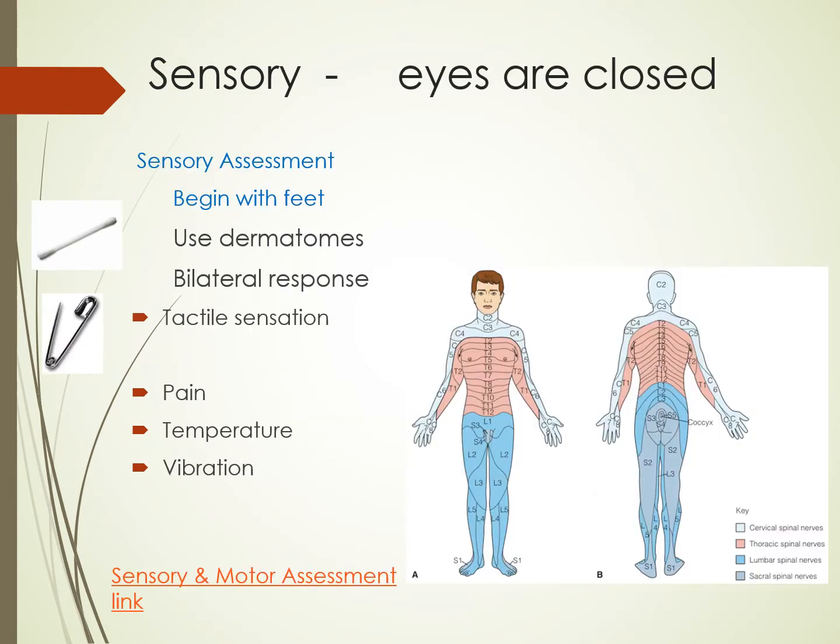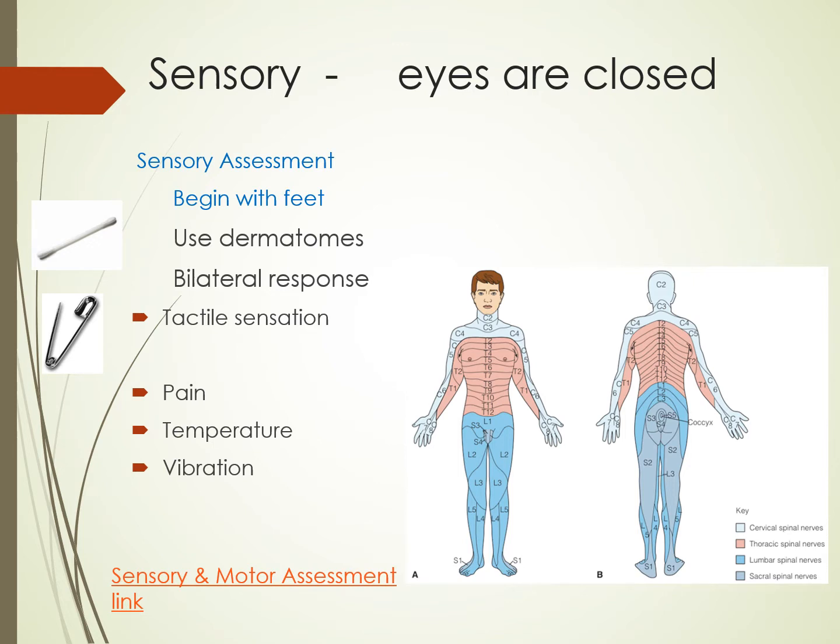All right, so that was a bit of motor. So let's look at sensory. It's helpful if the patient's eyes are closed. If their eyes are open, many times they're watching you do this, and they may think they can actually feel it, but they're just thinking they can because they can see you do it. So please have their eyes closed. And again, begin with their feet. That would be the lower spinal cord first. And usually if they can feel in those dermatomes, they can usually feel all the way up.